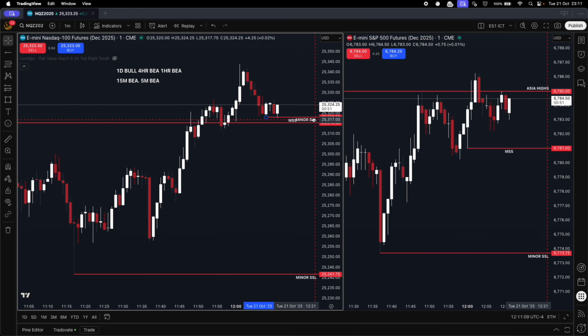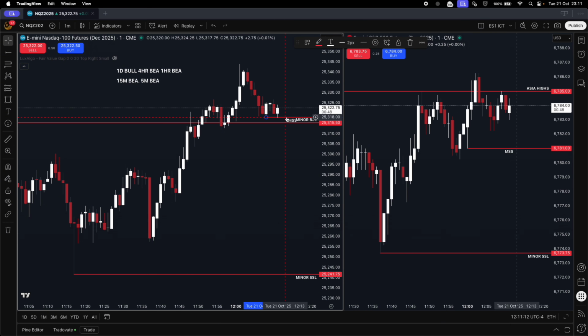Well, a shift below this low would absolutely be perfect if we was to see it.